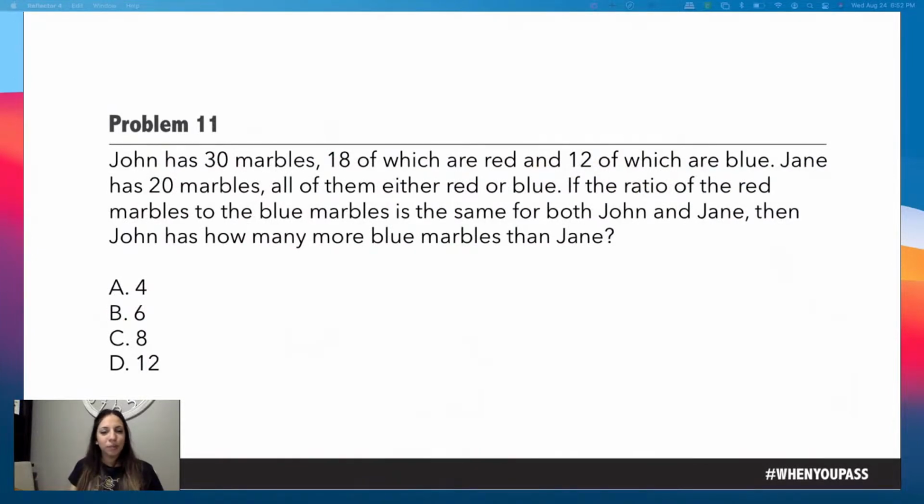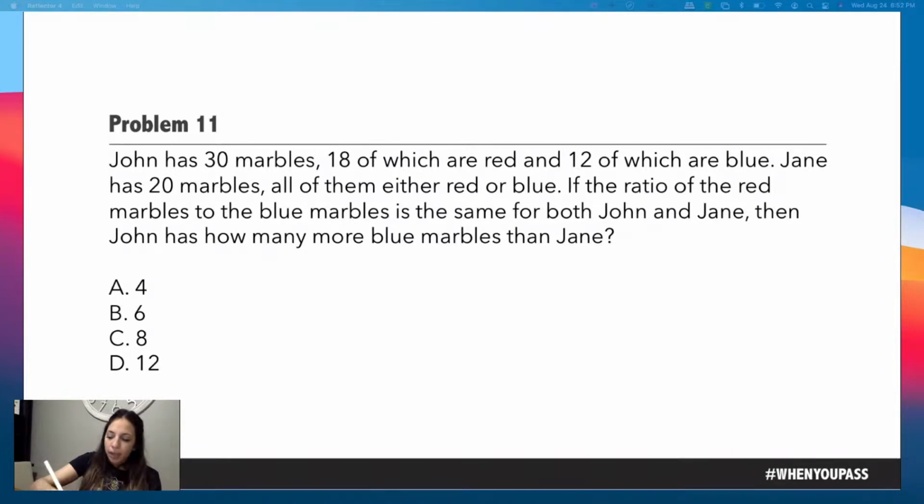John has 30 marbles, 18 of which are red and 12 of which are blue. Jane has 20 marbles, all of them are red or blue. We just don't know how many are red and how many are blue. If the ratio of red to blue marbles is the same for both John and Jane, then John has how many more blue marbles than Jane?